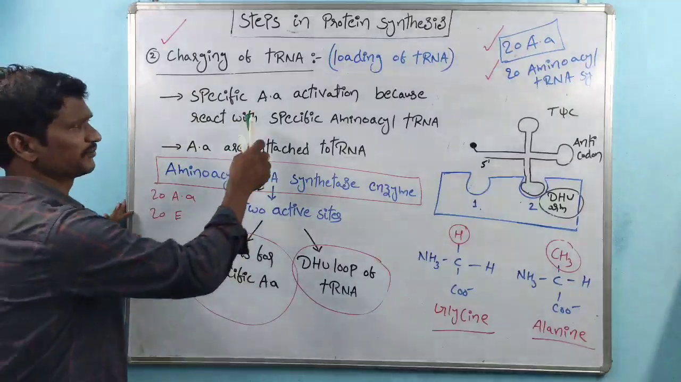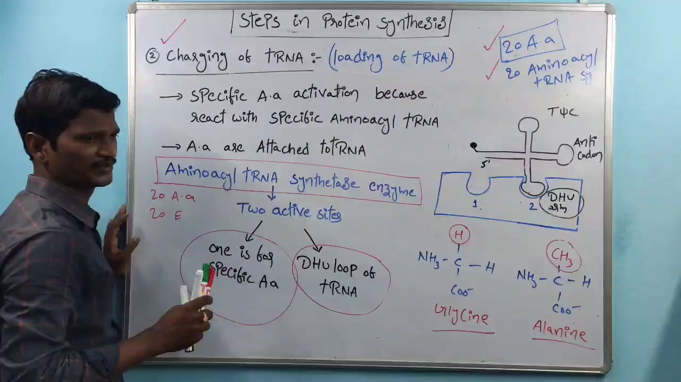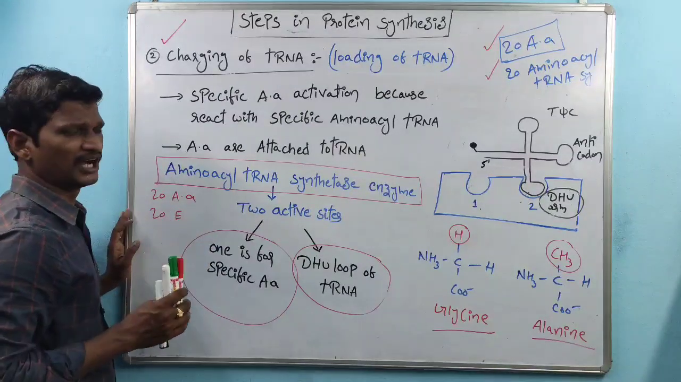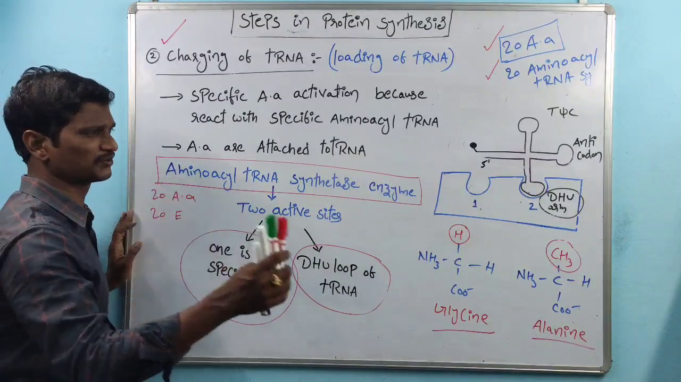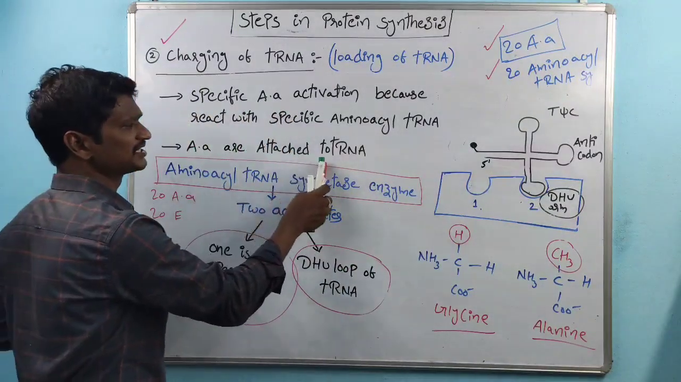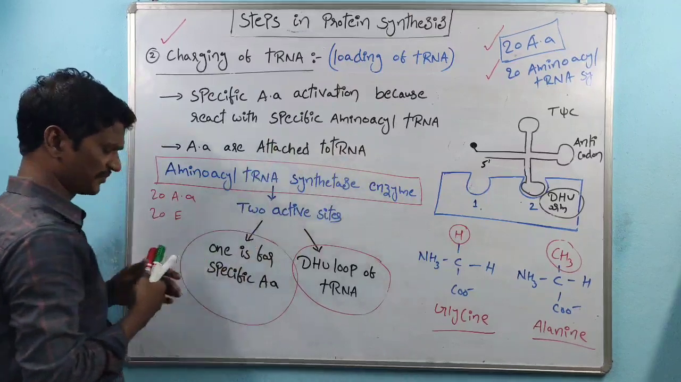During this process, specific amino acids are activated, because the cell contains 20 types of amino acids, and these specifically interact with specific amino acid tRNA synthetase enzymes. Then the amino acids are attached to the tRNA.